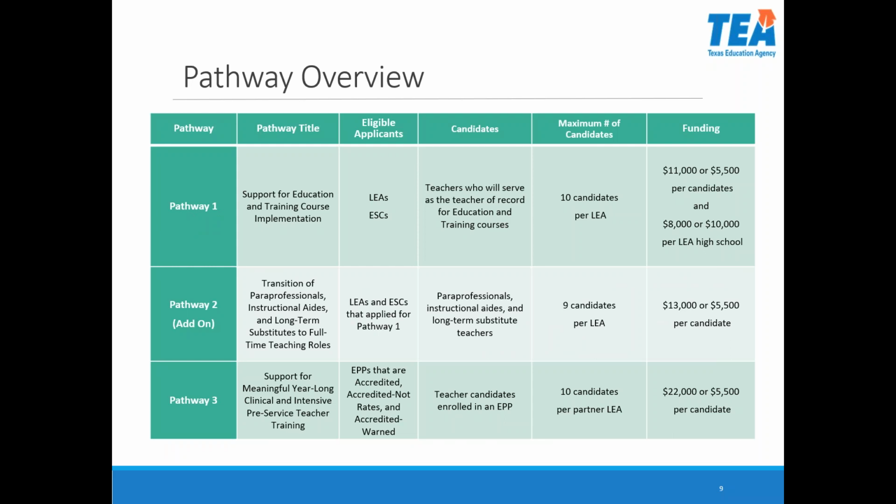As a quick recap, Pathway 1 offers stipends to support educators in establishing or growing education and training programs within the LEA. It also offers an additional amount to support program implementation. Pathway 2 offers stipends to transition paraprofessionals, instructional aides, and long-term substitutes to full-time teaching roles. This pathway is only an add-on to Pathway 1.